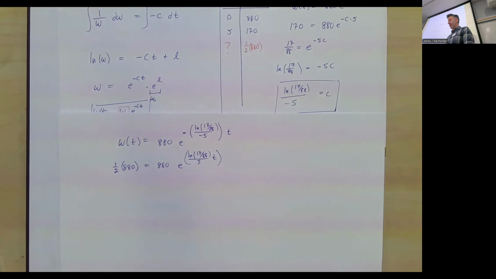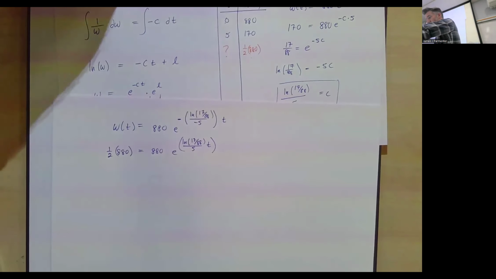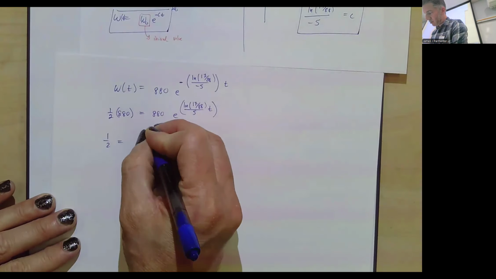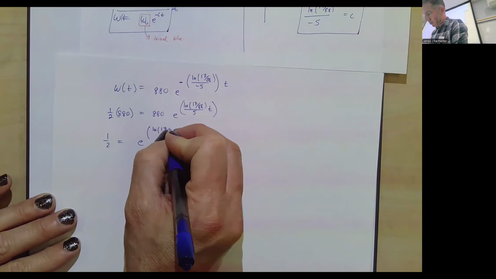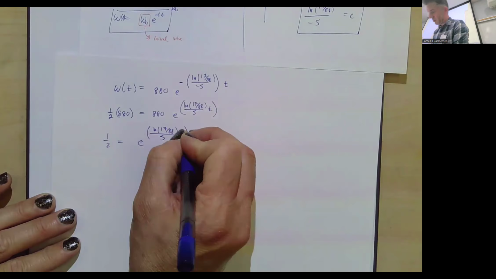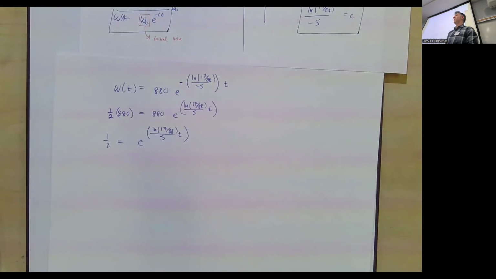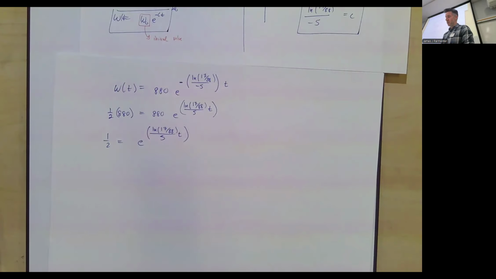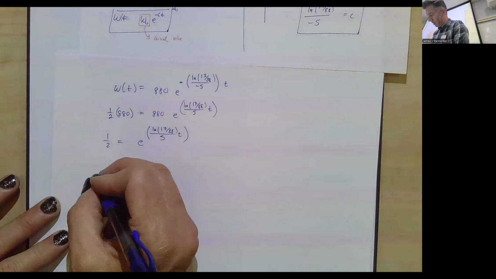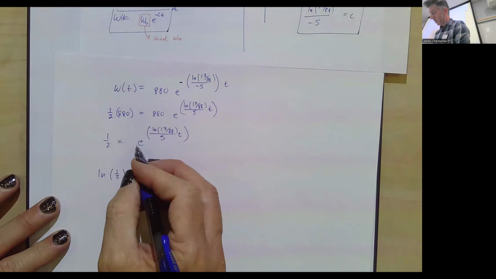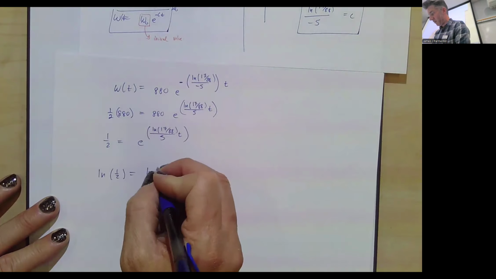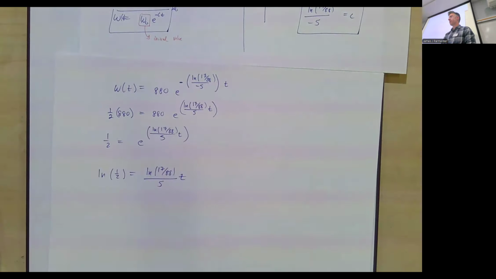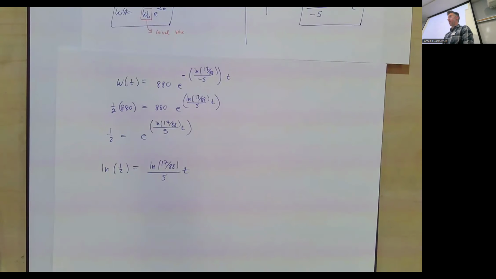So now I divide both sides by 880, and not surprisingly, we get 1/2 on the left and e to the stuff on the right. And so it's very much like solving for the decay constant in the previous step. Take the natural log of both sides. The natural log of 1/2 is equal to the natural log of e to a bunch of stuff, which is just the bunch of stuff. And then solve for t by multiplying both sides by 5 and dividing both sides by the natural log of 17 over 88.